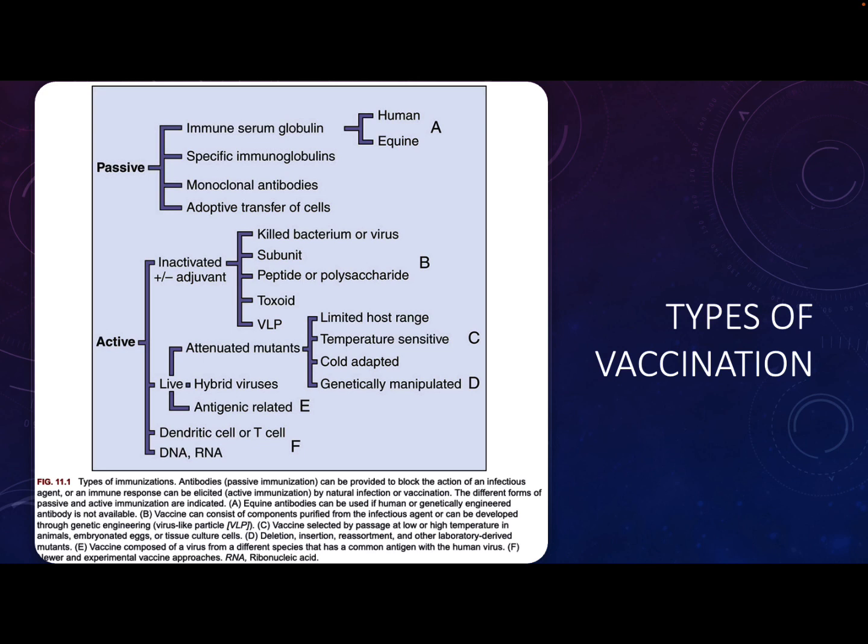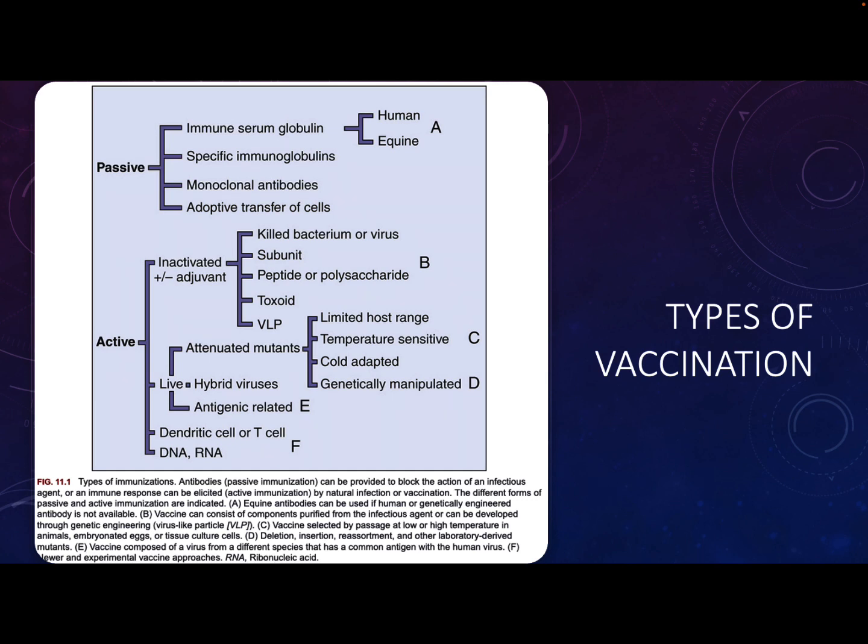So we have, again, mostly what most of us will have experienced in our lifetime is an active type of vaccination. Some of them are listed here. When we talk about vaccine preventable illnesses, we'll talk about what that vaccine really looks like. But you can have killed bacteria, you can have a subunit vaccine, a peptide vaccine, a toxoid vaccine. This is a virus-like particle that's made through genetic engineering. Attenuated mutants, live hybrids, and the newer ones, DNA and RNA-based vaccines. So there's a lot of different kinds of vaccines.